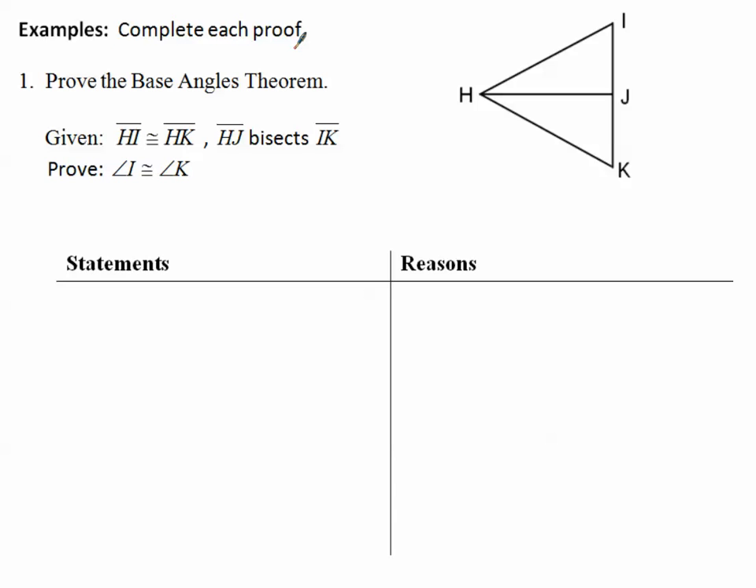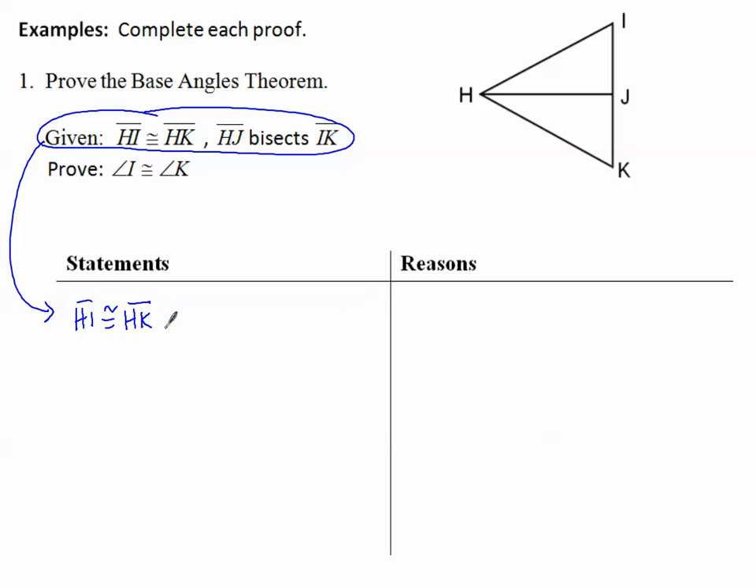Complete each proof. So in number 1, we're going to be proving the base angles theorem. We're given segment HI congruent to segment HK, and segment HJ bisects segment IK. Remember, we always mark this given information in our picture first, and we always state it in our proof first because it's what we're using. So I'm going to state everything that's given. Basically, I'm just rewriting it here because it's the logical order of what I'm using. I didn't have to think of it, it was given to me, and I mark it in the picture. HI congruent to HK, and HJ bisects IK.